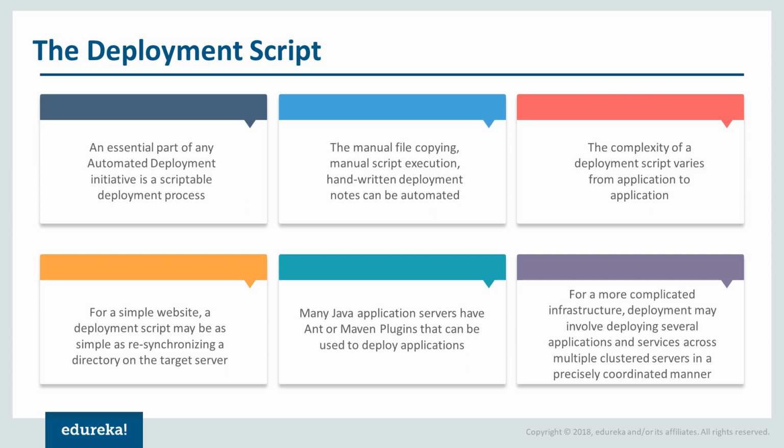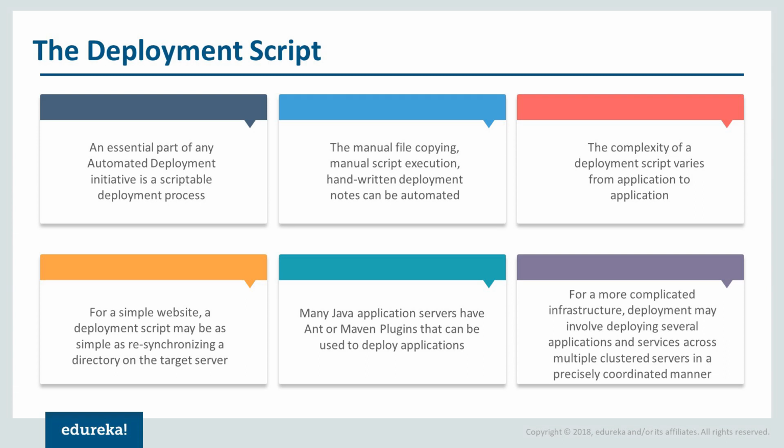And the complexity of a deployment script varies from application to application. It can be as simple as stopping a service, putting the code on the machines, and then starting the service. In fact, in some cases, you don't even need to restart the service. You just go ahead and deploy on the fly. For a simple website, a deployment script may be as simple as resynchronizing a directory on the target server.